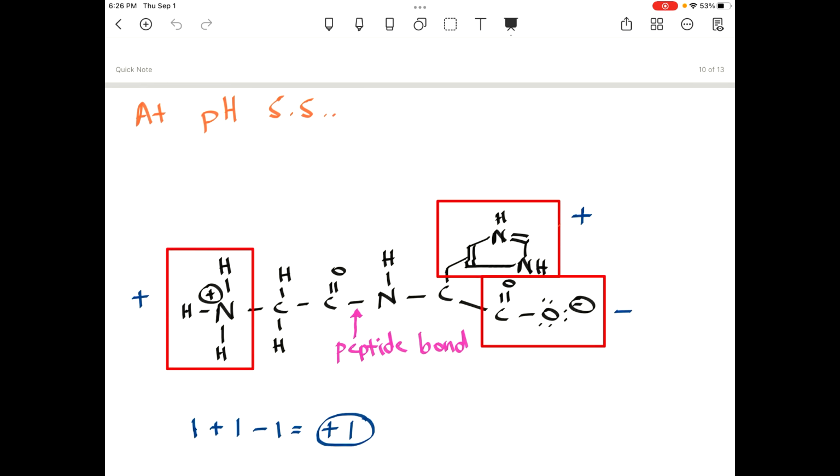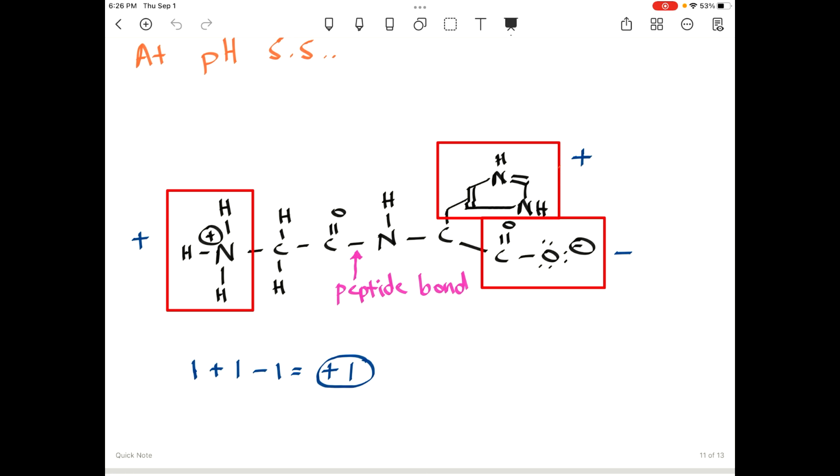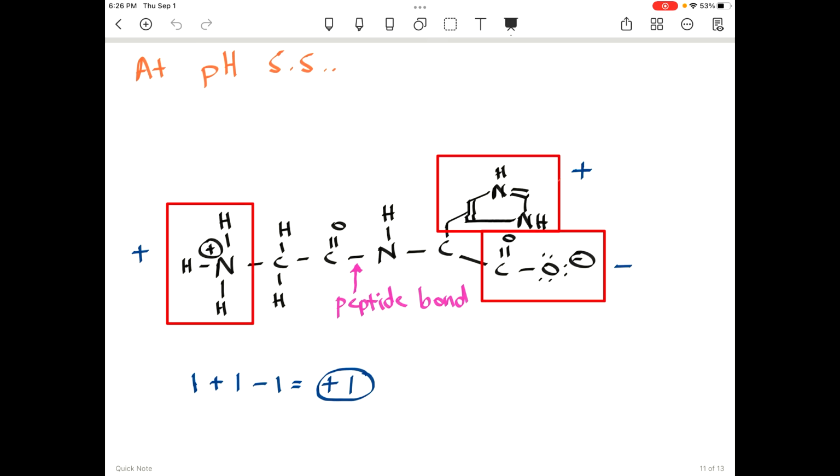So here at a pH of 5.5, the pKa of the amino group is 9.5. So right here, pH is less than the pKa of the amino group, so this would have to be positively charged. We know that the histidine imidazole group has a pKa of 6. So again, the pH is 0.5 less than the pKa, so it's going to be positively charged.